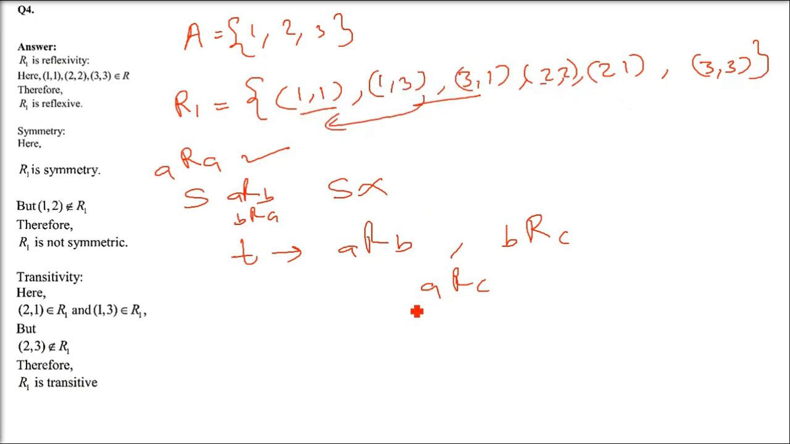2 2 2 1. Okay. So what I'm trying to suggest here is 1 3 3 1, A B, B C. I'm taking one of the examples, 1 3 3 1. So A C. So 1 1 is also there. 2 2 2 1, so 2 1 is also there. So this is transitive.